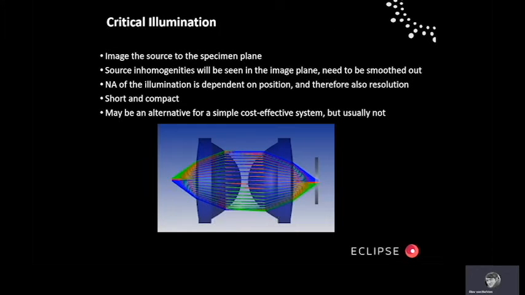So the first type of illumination that you may know of is critical illumination, where you image the source onto the specimen plane. So if your LED is on the left here, then these different colors represent different areas of the LED, and you will image it onto the specimen. The drawback of this solution, of course, is if you have any structures or inhomogeneities in the LED, then they will also turn up on the specimen, which you do not want. So you need to diffuse this in some way or smooth it out.